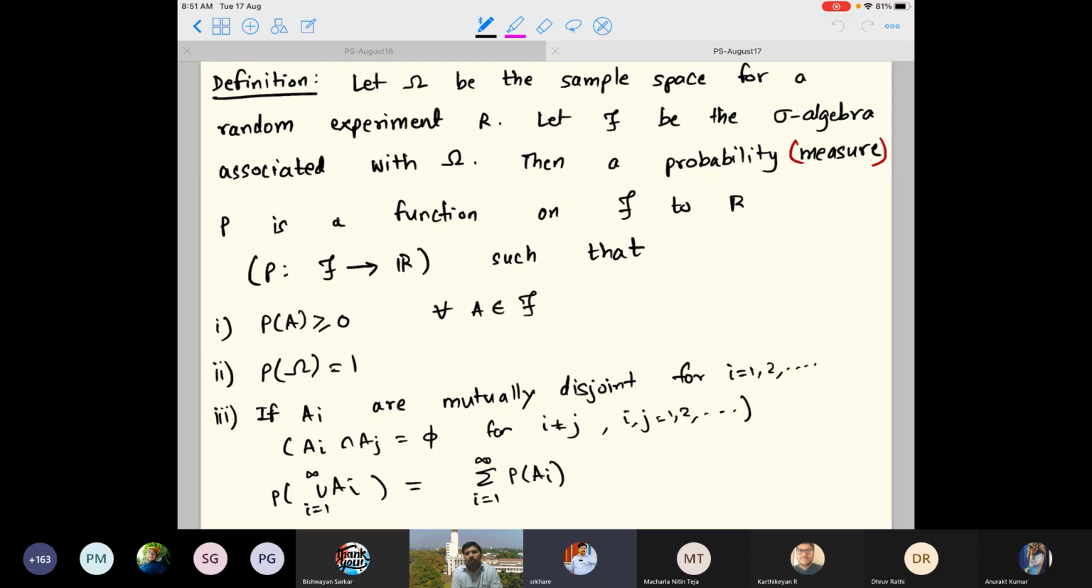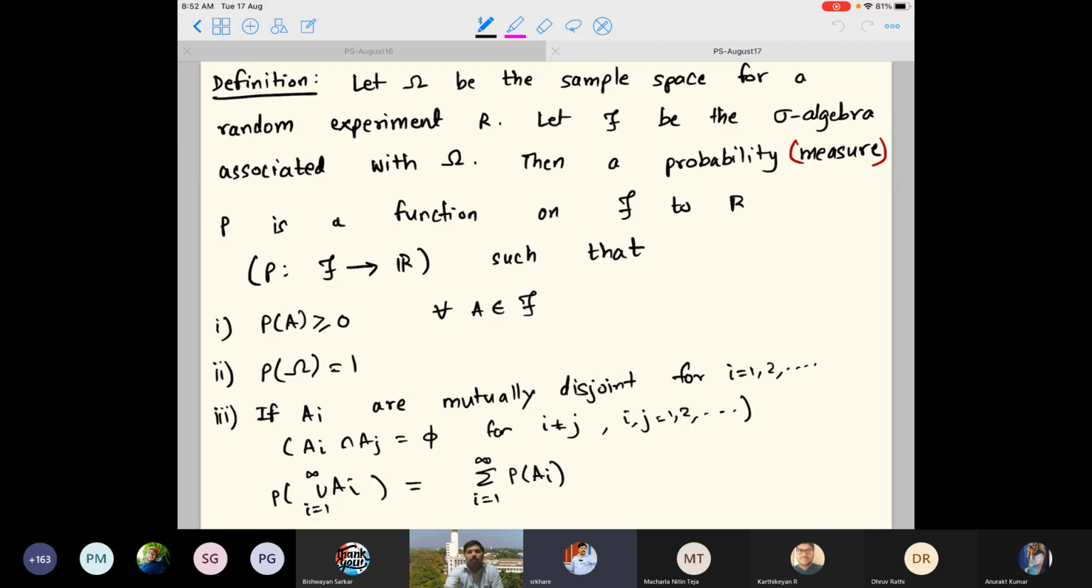So is the definition clear? What are the axioms in the definition? Is this part okay? Yes, sir. Okay, fine.